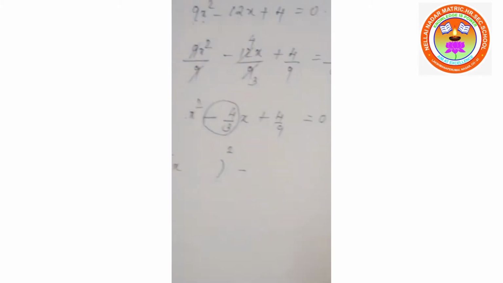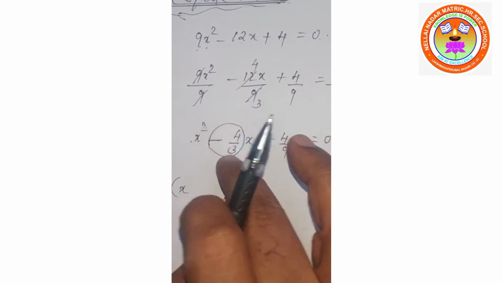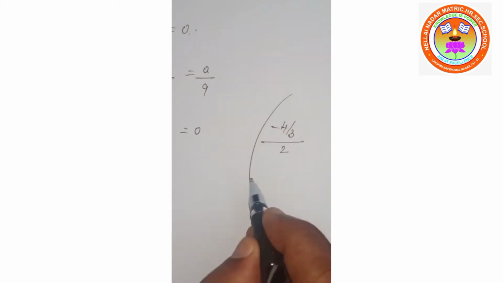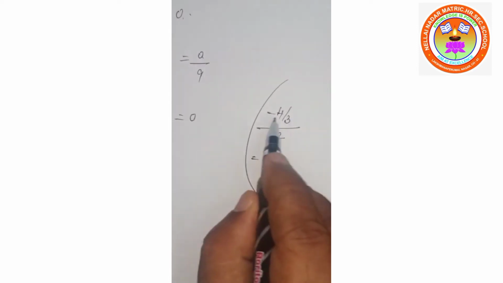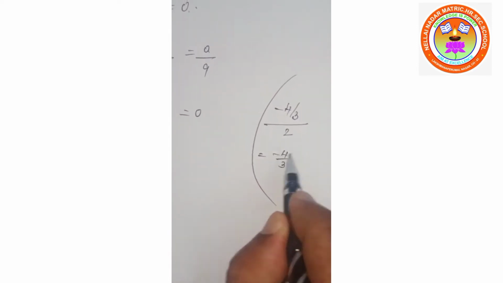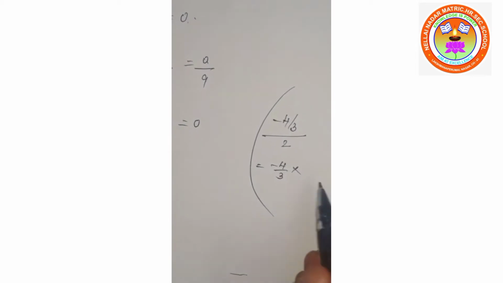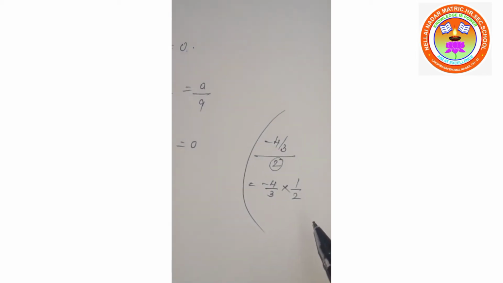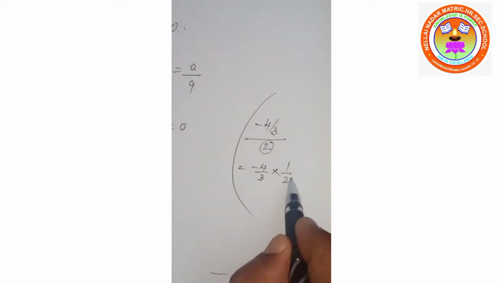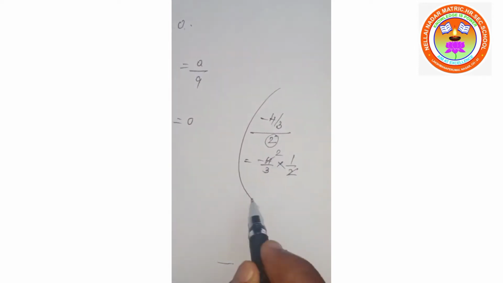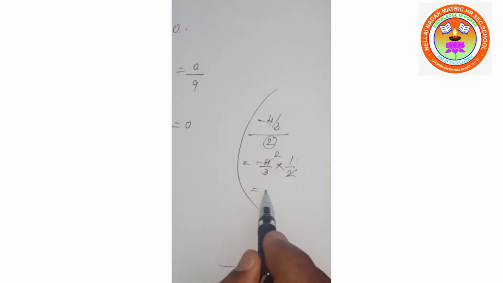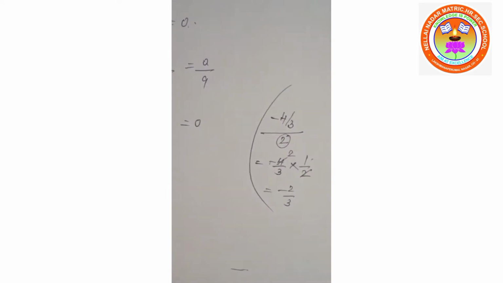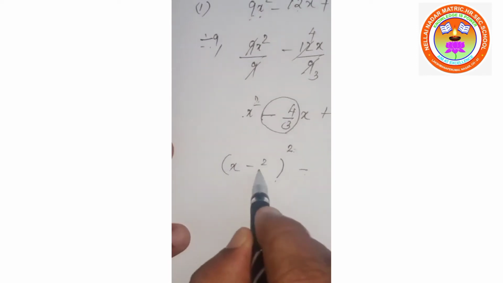Whether it is 7 by 2, or whether it is minus 4 by 3 by 2, always divide by 2. We can simplify. Write the numerator as it is. Division becomes multiplication. What is the reciprocal of 2? 1 by 2. Now you can cancel by 2: 2 times 1, 2 times 2. That is equal to minus 2 into 1, which is minus 2 divided by 3. What is here? Minus 2 by 3. Right? Minus 2 by 3.